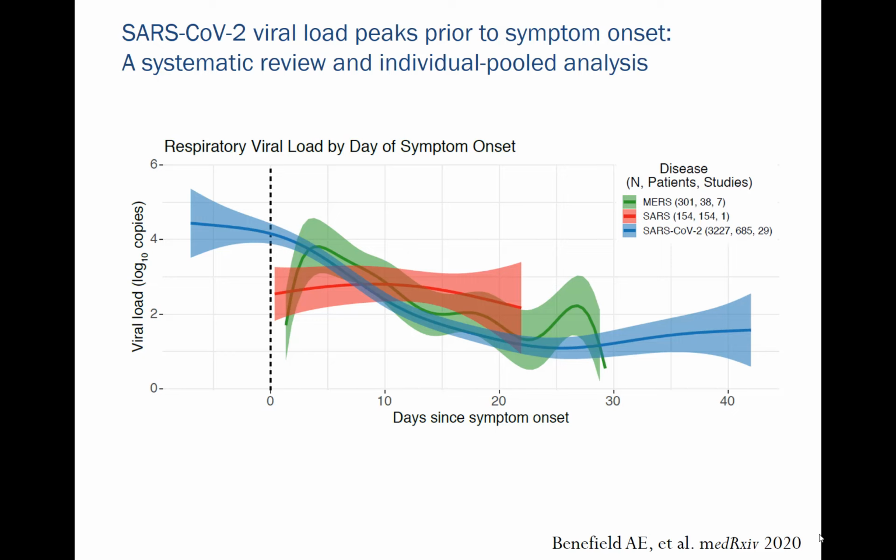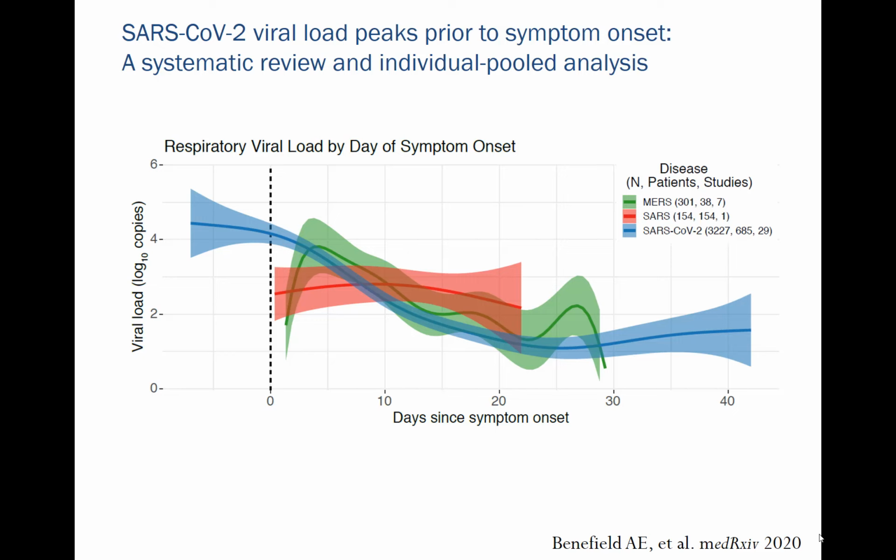So looking at the viral load. In blue is SARS-CoV-2, in green is MERS, and in red is the original SARS. What you'll notice is that the viral load of SARS-CoV-2 is highest before the onset of symptoms. This is really important. That's why it's the asymptomatic patient and the patients in the pre-symptomatic phase that are such effective spreaders of this virus. And you can see compared to SARS, the viral load is significantly less.